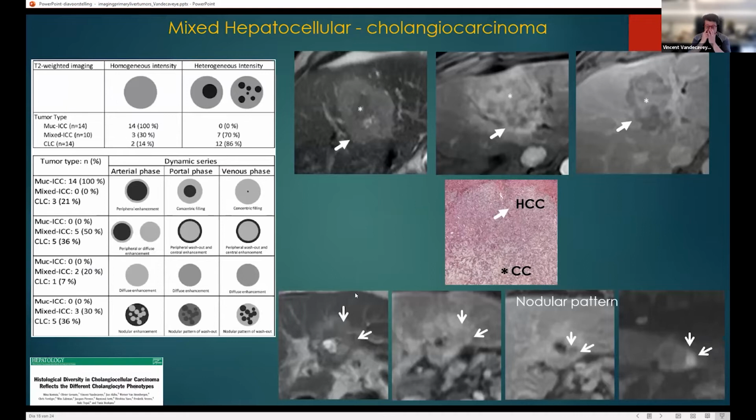How can this be explained? Well, this is a typical case of a mixed tumor. First of all, T2 is not what we would expect from a hepatocellular cancer. But look at this.